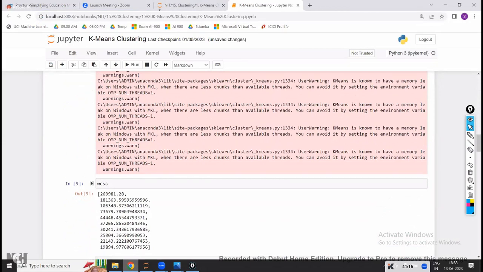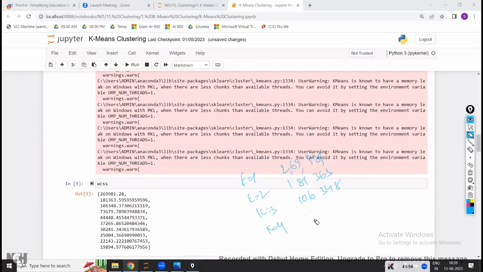For K is equal to 1, it is 2,69,981. For K is equal to 2, it is 1,81,363. If you observe the difference between them, it is approximately 87 or 88,000. Now K is equal to 3, 1,06,348. Now what is the difference between them? 1,81 minus 1,06, approximately 75,000.